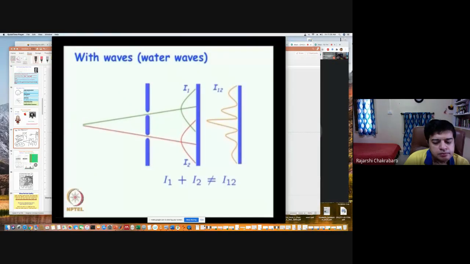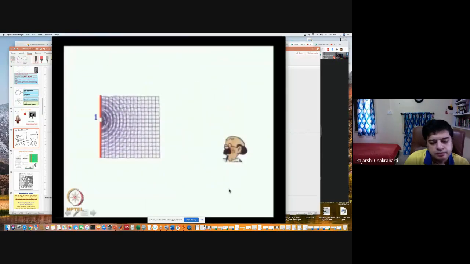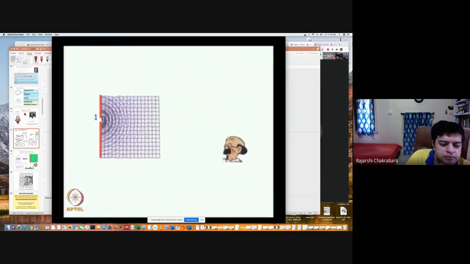So it is obvious that if I wanted I12, I cannot get it by adding up I1 with I2. And the question is, how will I get I12? If I wanted to calculate I12, what is the thing that I should do? Well, let us imagine that I have only one slit open. And in such a situation, what is the result?